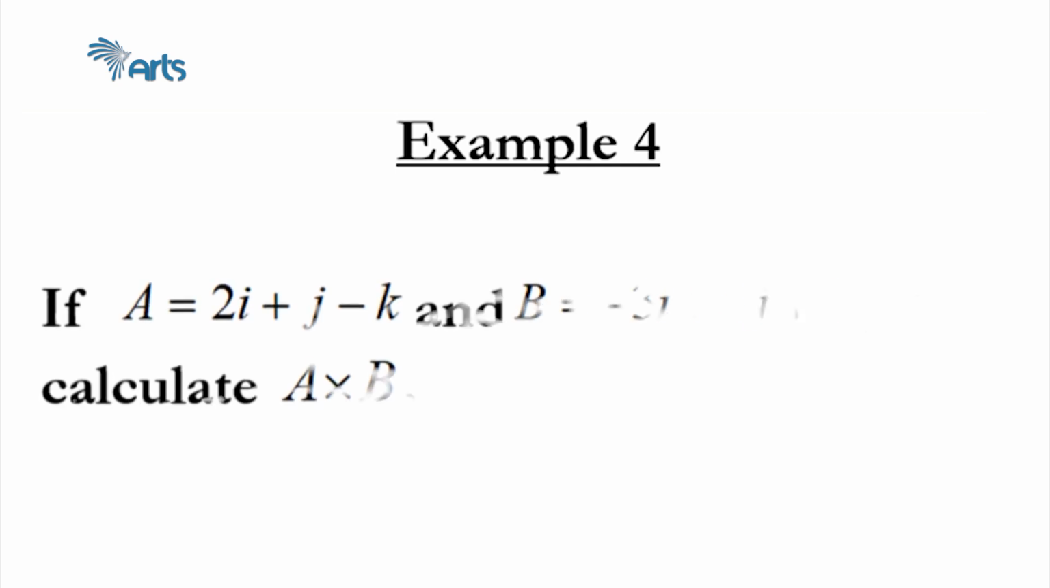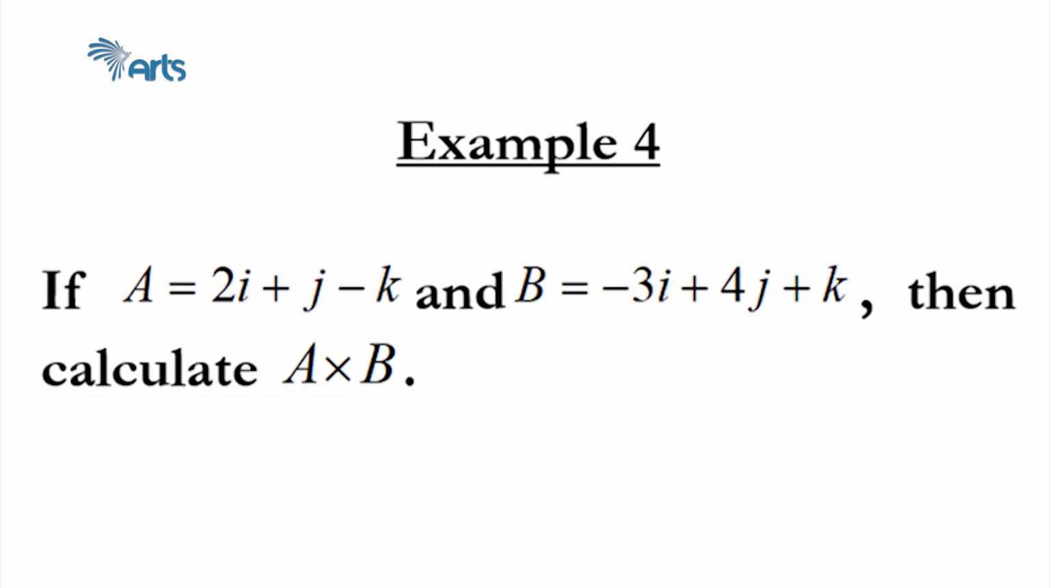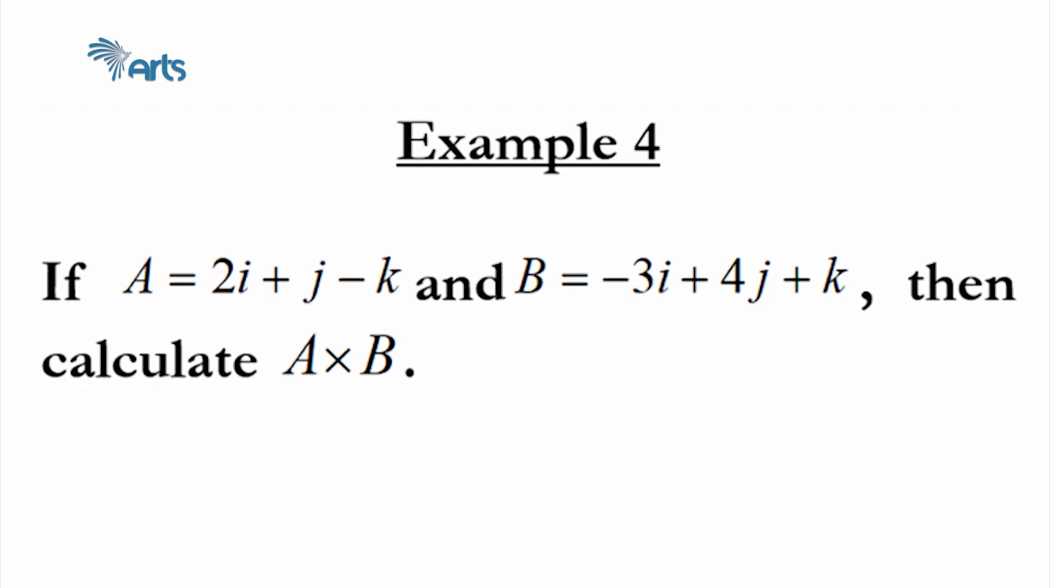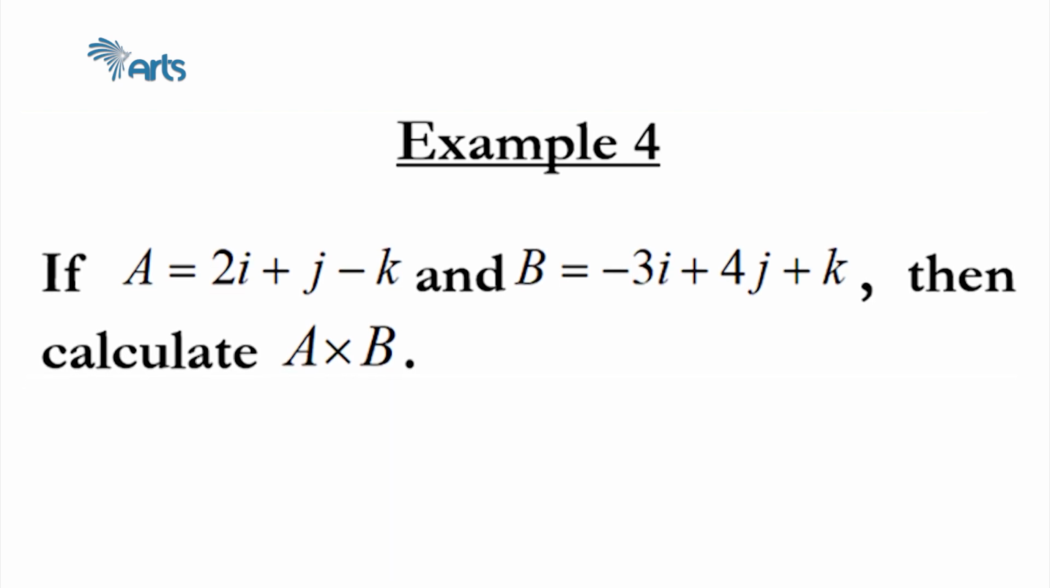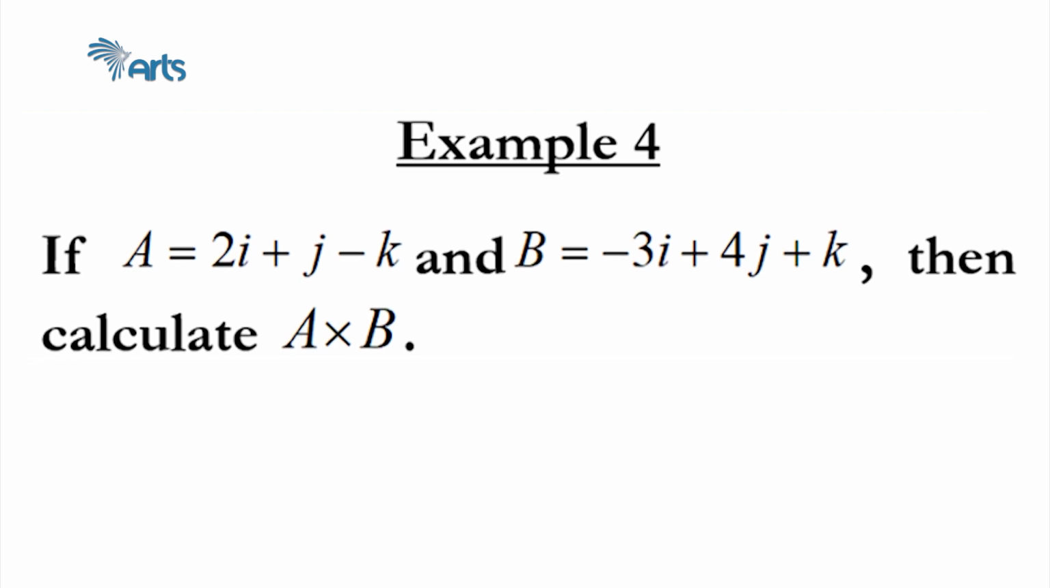Our final example for today is this one, and it says that if vector A equals 2 in the i plus j minus k and vector B equals minus 3 in the i plus 4 in the j plus k, then calculate A cross B.